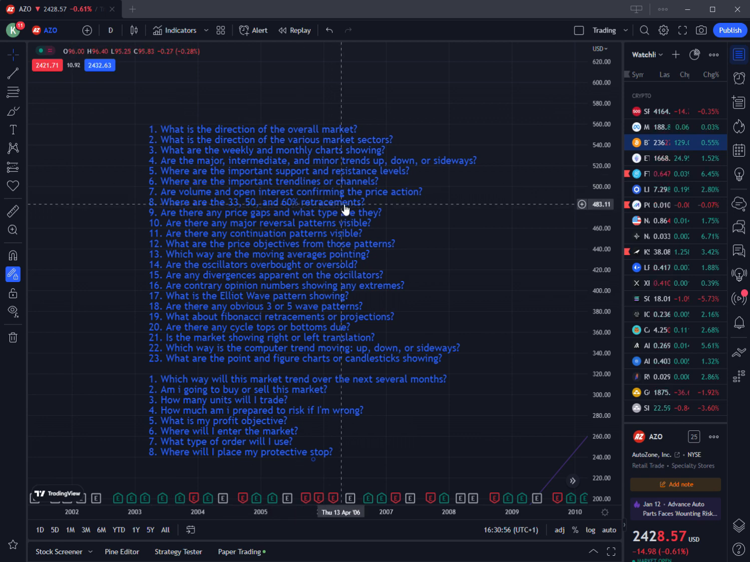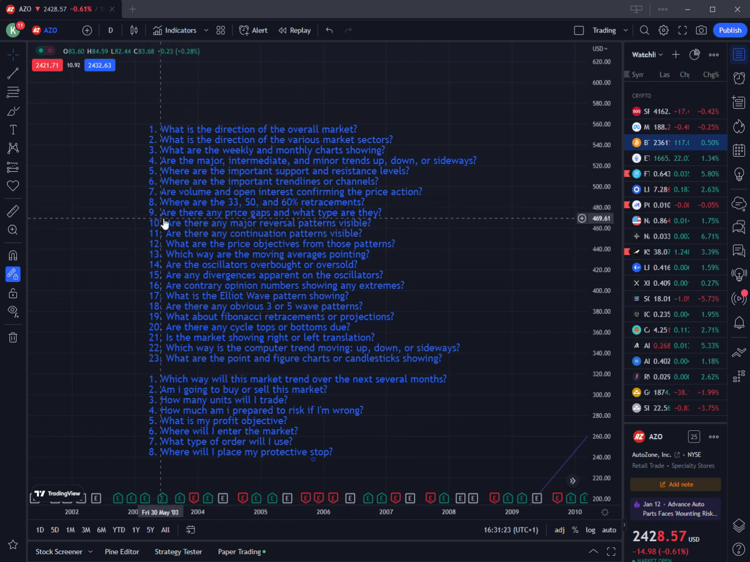Volume and open interest are also pretty great. They need to confirm the price action. So if there's almost no volume on an uptrend, first of all, it's not likely to happen. But the second thing is you need volume to really keep that rally going, or at least not get the price lower, or at least where it is.